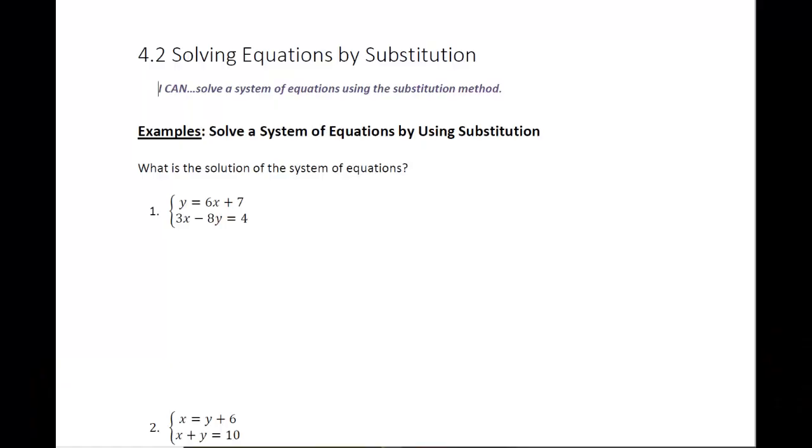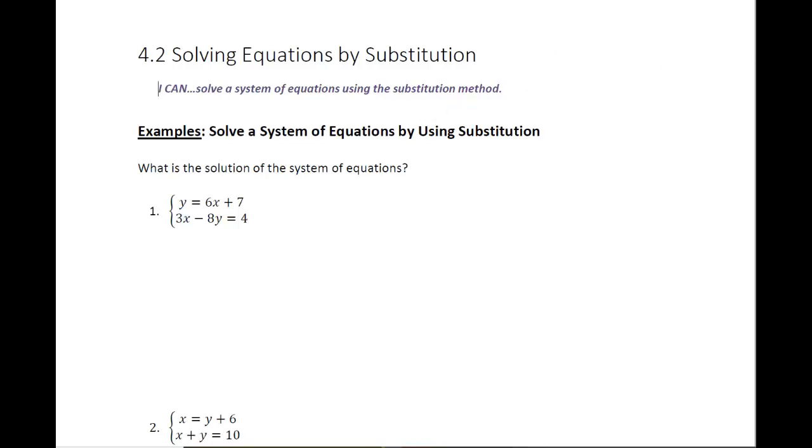Okay, guys, let's take a look today at 4.2. This is solving systems by substitution. So the second method we're going to talk about, we looked the other day at graphing to solve for that point of intersection. And after today, we're going to be able to solve using substitution by replacing a variable with an expression. So you'll see what that looks like here.